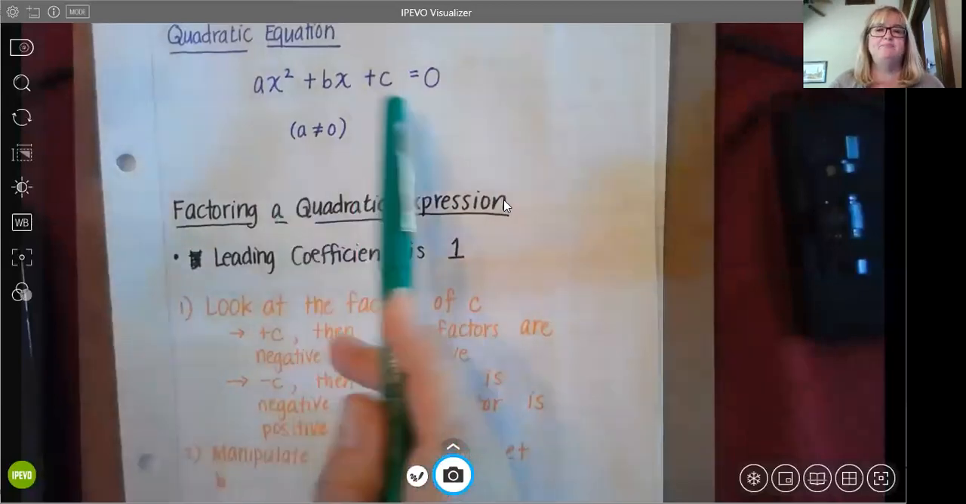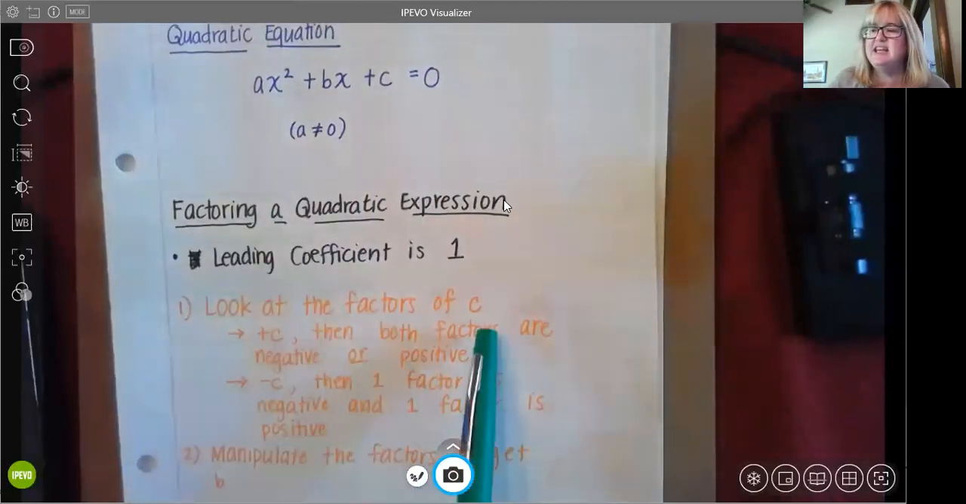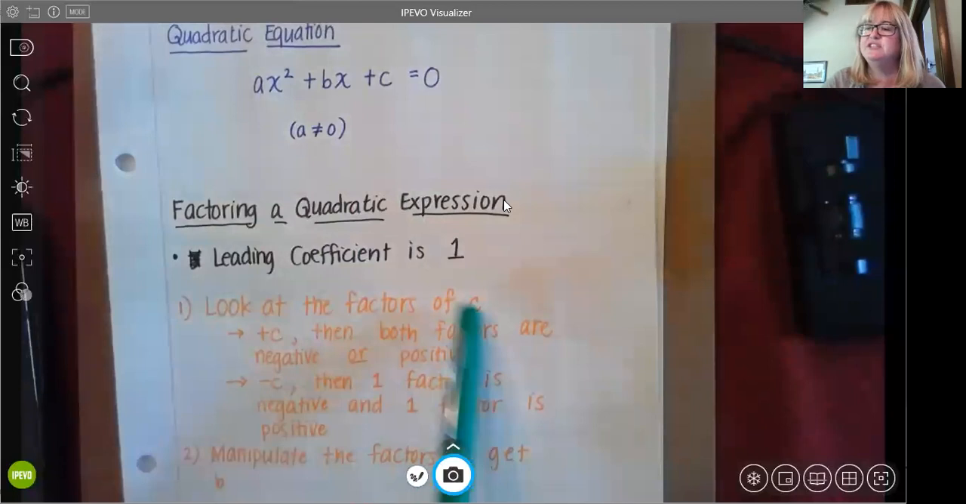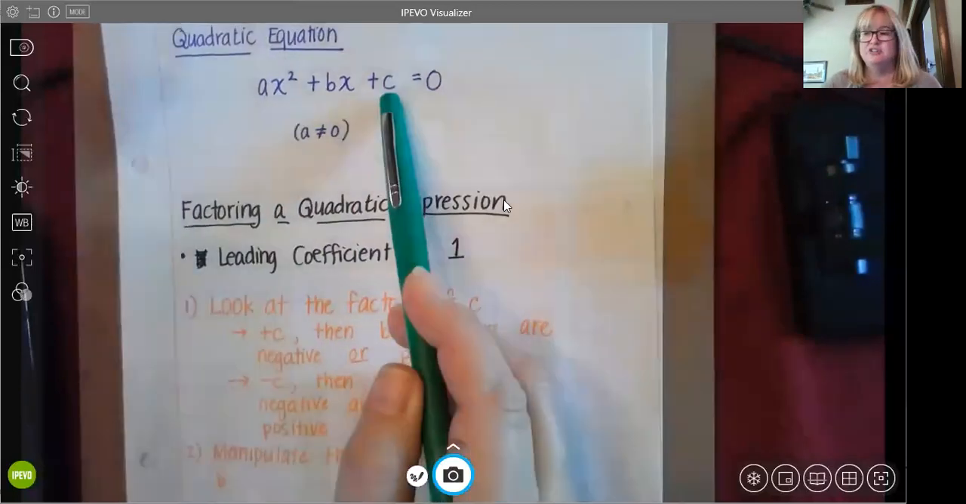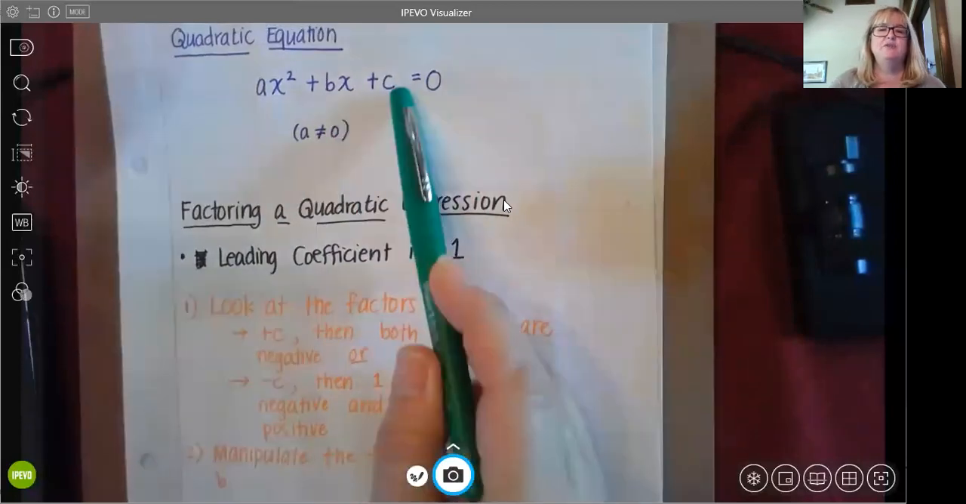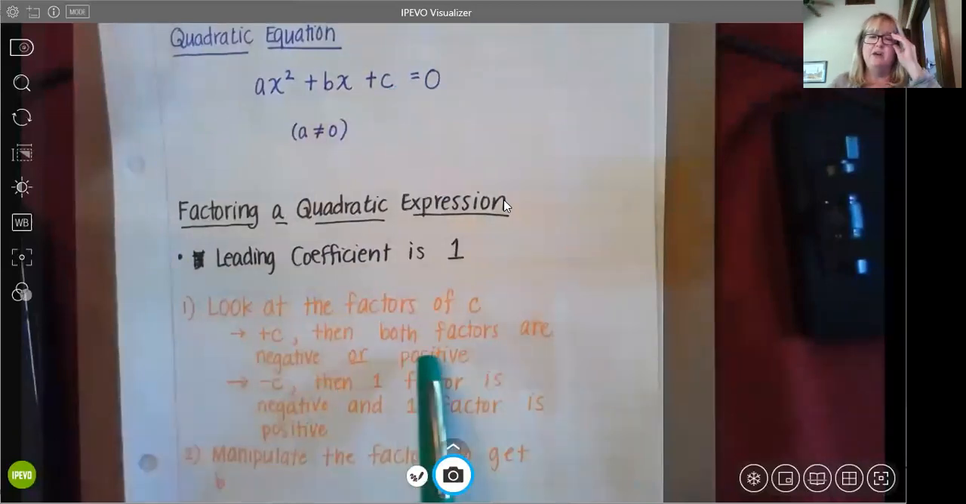Okay, when the leading coefficient is 1, again, you've got ax squared plus bx plus c. When a is 1, we're going to look at the factors of c. That is the key to figuring out how to factor a quadratic. Look at the factors of c. So whatever c is, what are the factors of c? If you have a plus c, so if this is a positive at the end of your quadratic, then both factors are either negative or positive.